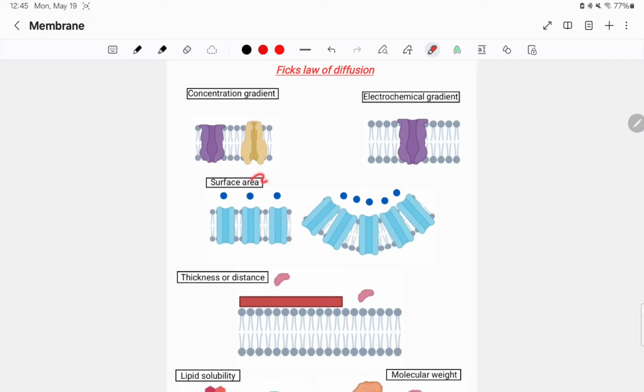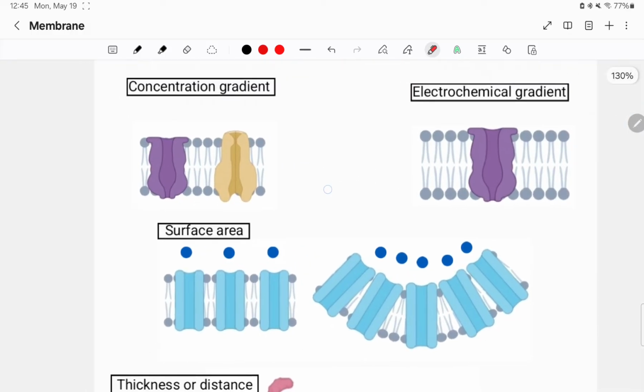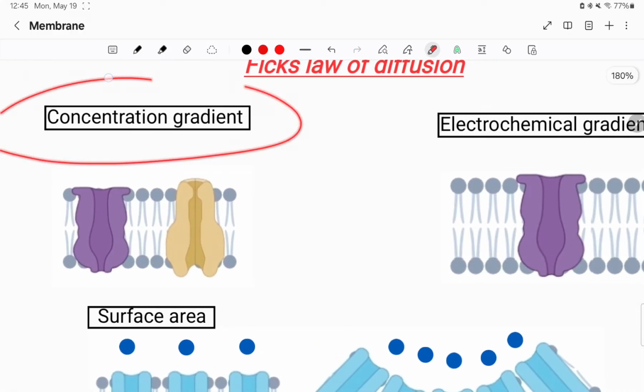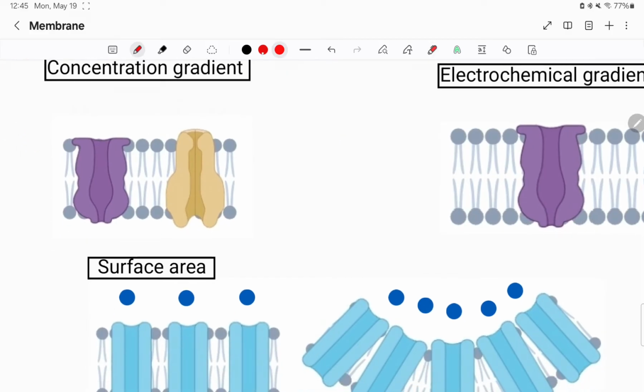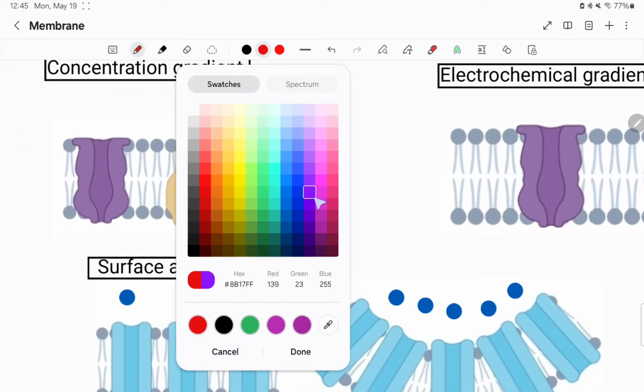And these are so simple that I'm just going to breeze through this stuff. So Fick's laws of diffusion talk about the factors that influence the rate of diffusion of any substance across a membrane. And the first one is the concentration gradient. We've already touched on this multiple times.